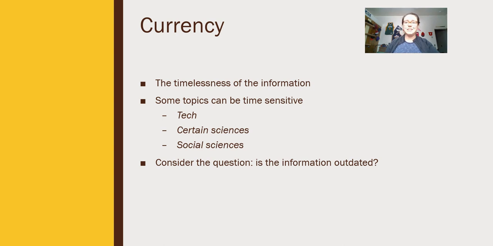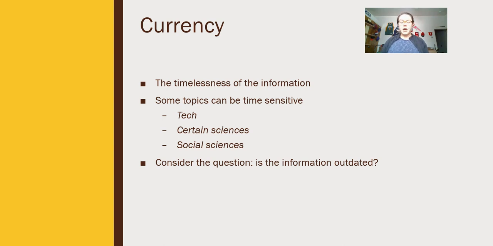Also, social sciences tend to want the most recent information being cited. So, for example, let's say you are writing on cancer treatments or ways to treat cancer.